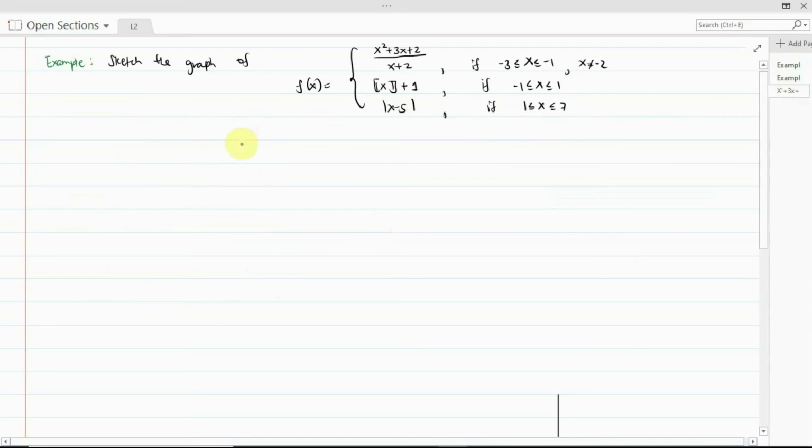Let's sketch this. How do we do this? Let us note that if x is between negative 3 and negative 1, excluding the endpoints, but x is not equal to negative 2, what is our f of x? It is x squared plus 3x plus 2 over x plus 2. But the numerator, we can factor as x plus 2 times x plus 1. So we have x plus 2 times x plus 1 all over x plus 2. X is not equal to negative 2.